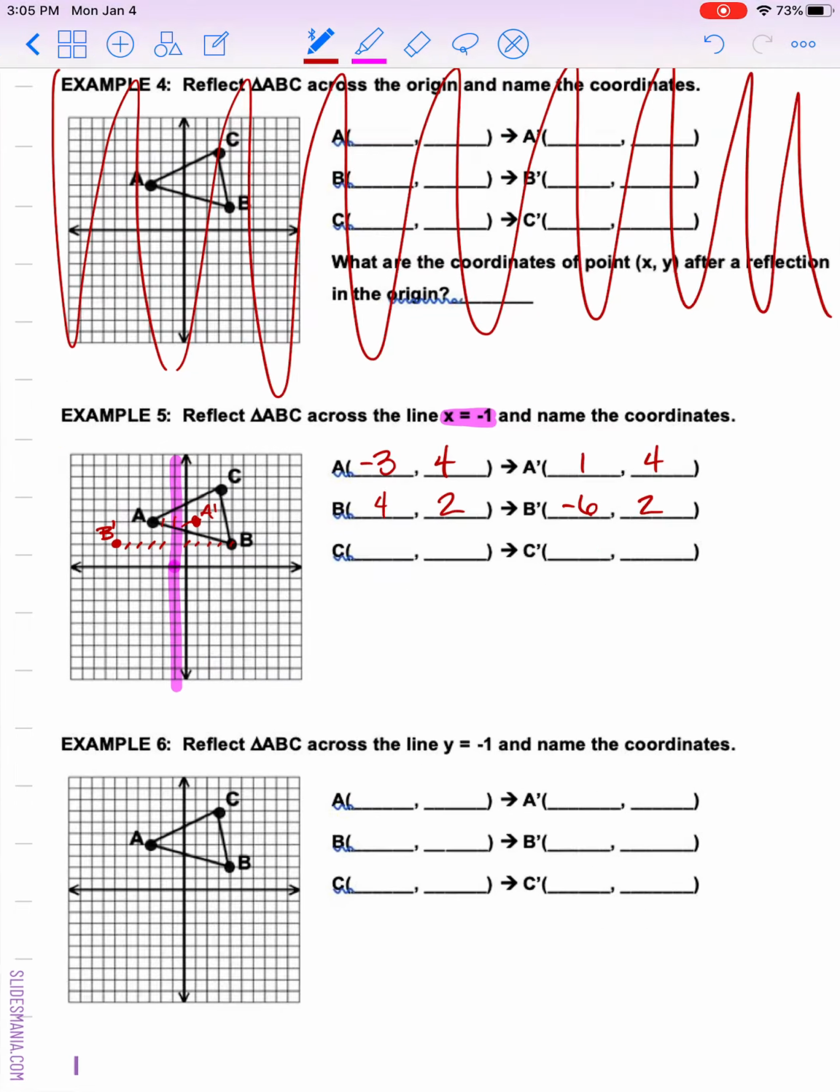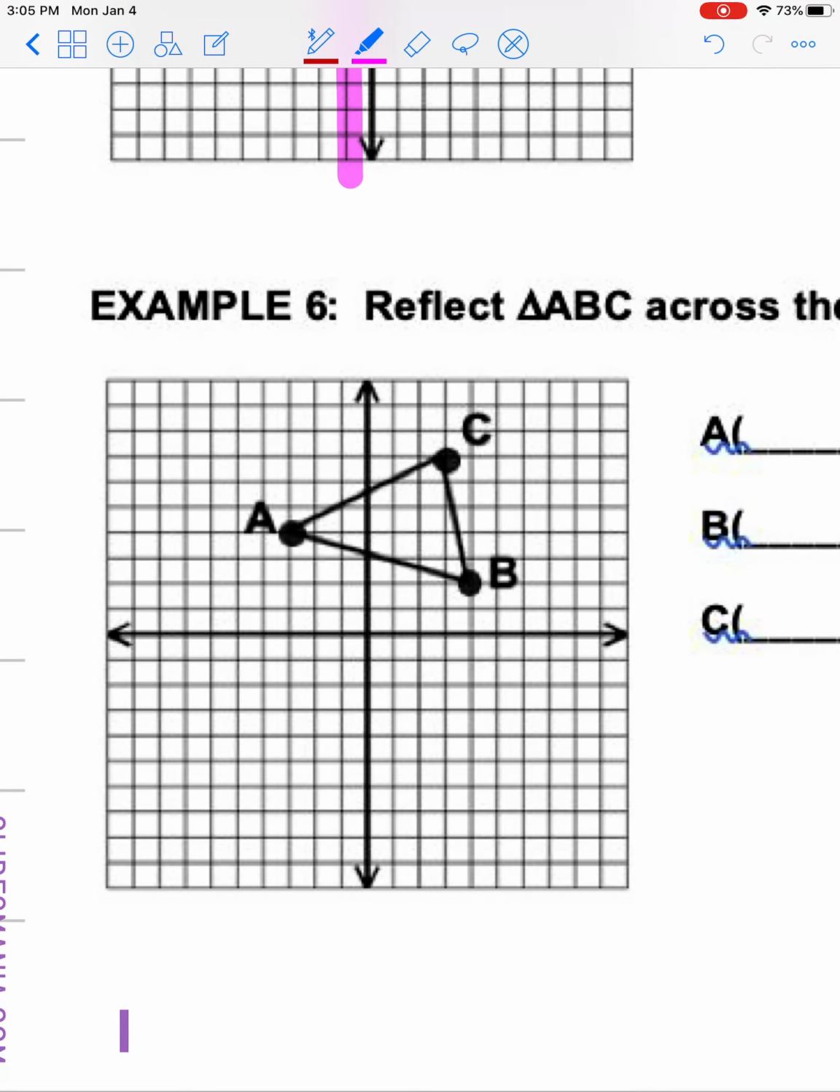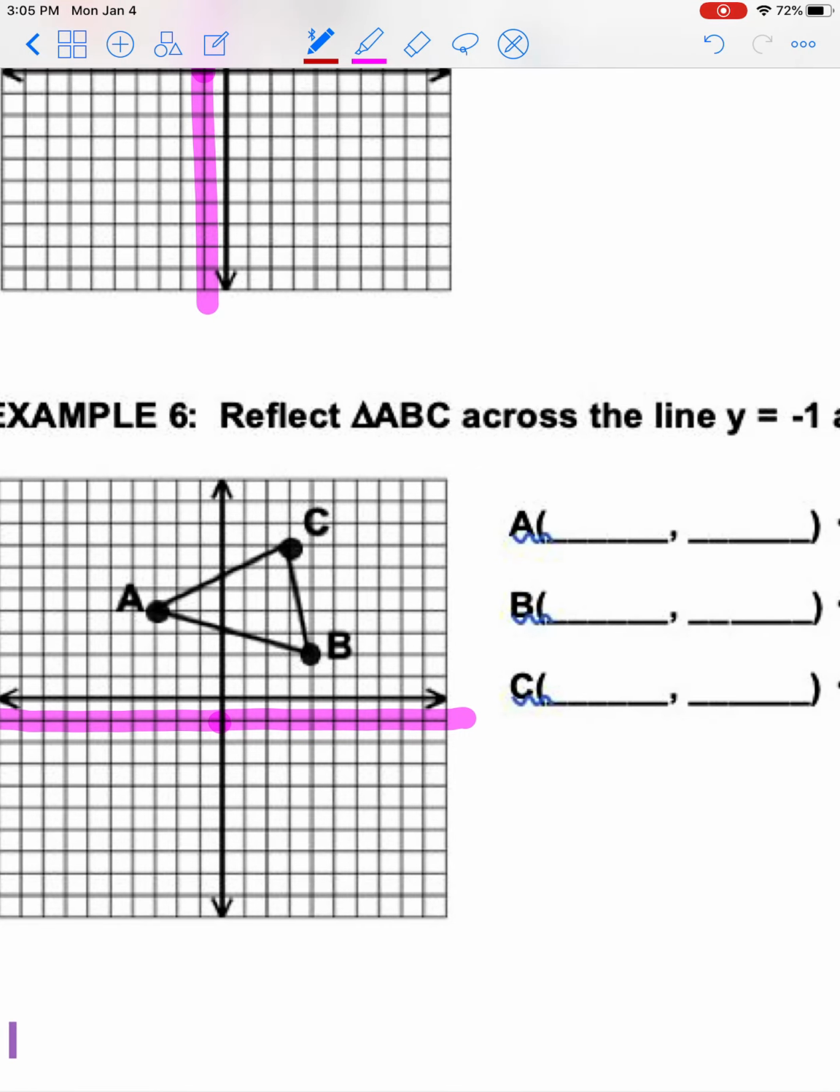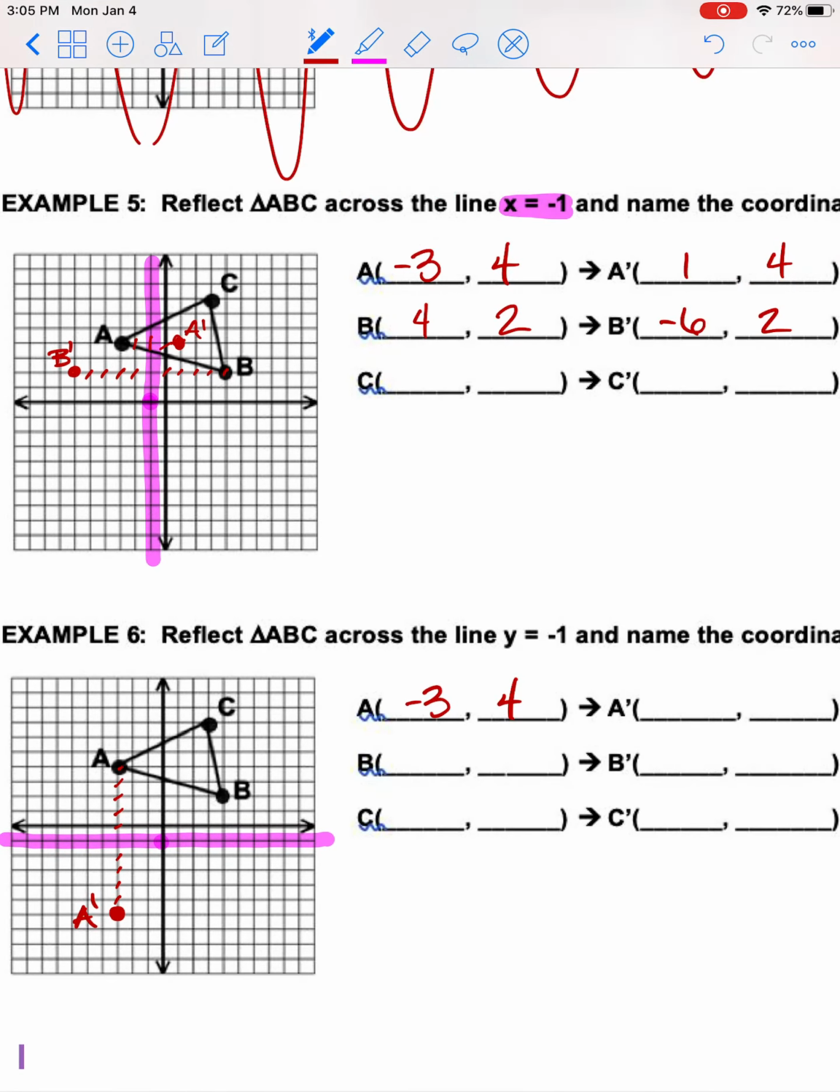Y equals negative 1. So let's go to our y-axis. Negative 1 is right there, so we go off the axis, and there's our line of reflection. So all the points are above, which means when we finish, all points will be below. So let's look at point A. Point A, if we count, negative 3, positive 4, we can see that it's 1, 2, 3, 4, 5 above the line, so we would go 5 below. 1, 2, 3, 4, 5. And there's where A prime would be at negative 3, negative 6.